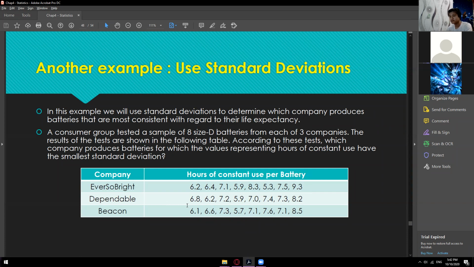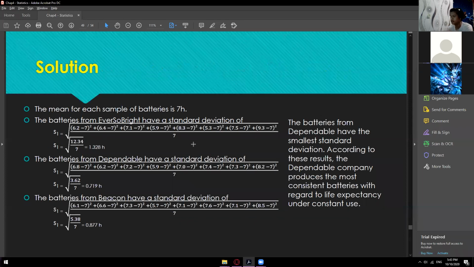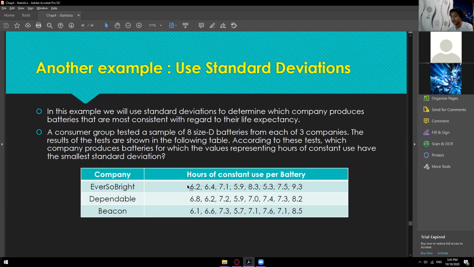For Dependable, we have 6.8, 6.2, and so on and so forth. Those are the hours of constant use. And for Beacon, we have 6.1, 6.6, 7.3, and so on and so forth. Here we will find out the standard deviation of each company. The lower the standard deviation, the better. So here are the solutions, rather. The mean for each sample of batteries is 7 hours. 7 hours, I made a mistake. So what they expect here is that each battery lasts 7 hours.